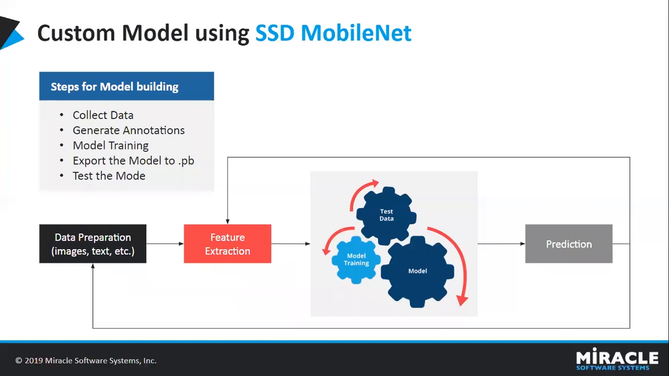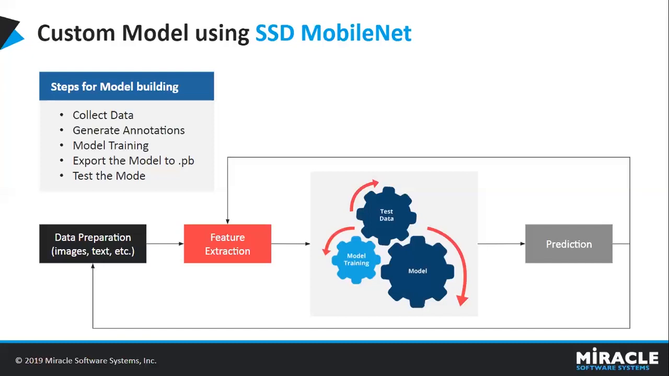Custom model using SSD MobileNet. For building a model, we need to follow a few steps. Initially, once the raw data is collected properly for all the objects which we have to train, we need to generate annotations. For generating annotations, initially we need to crop the object in an image. Once the object is cropped in an image, an XML file will be generated for every image. That is, for every JPG image in the raw data set, we will have an XML file.